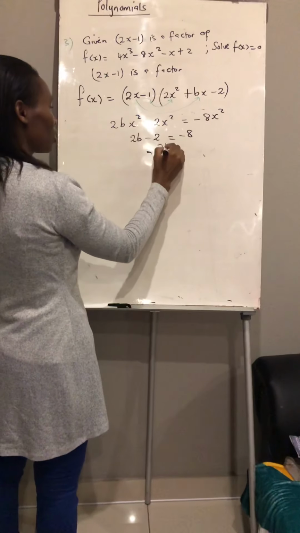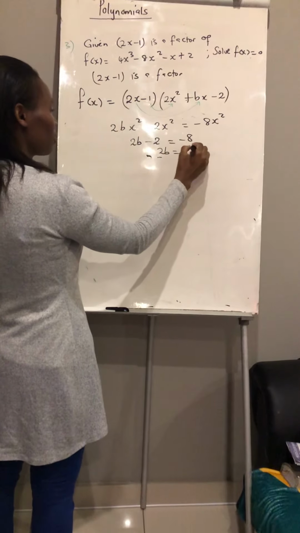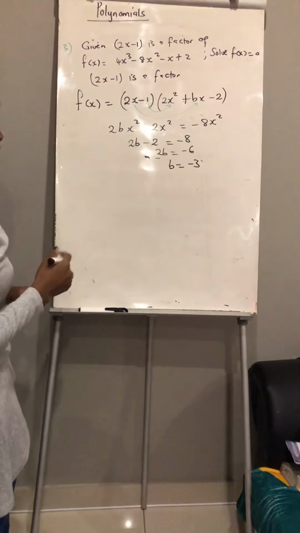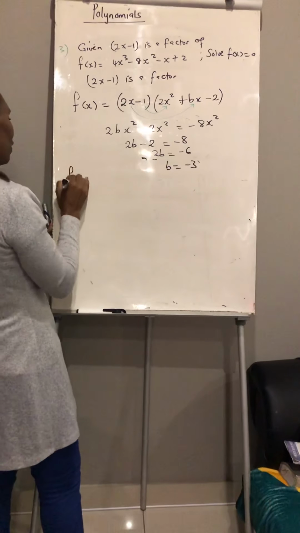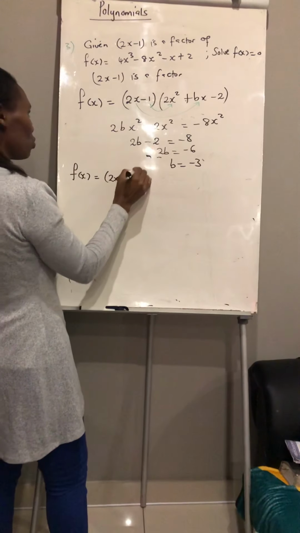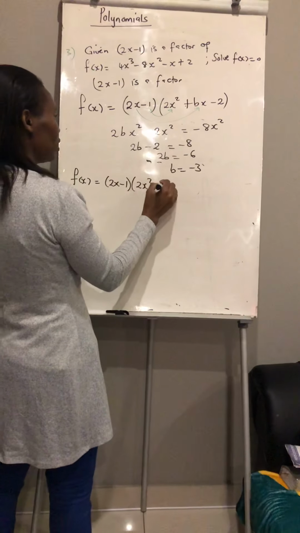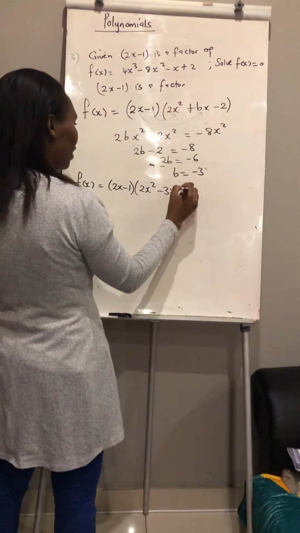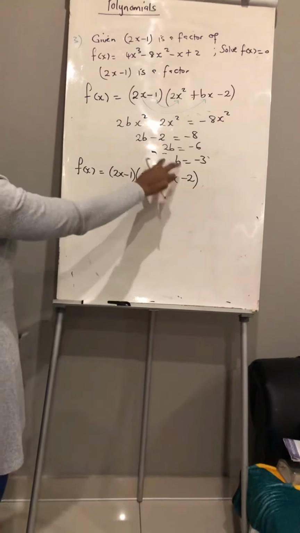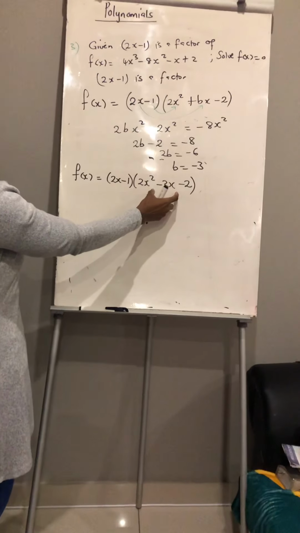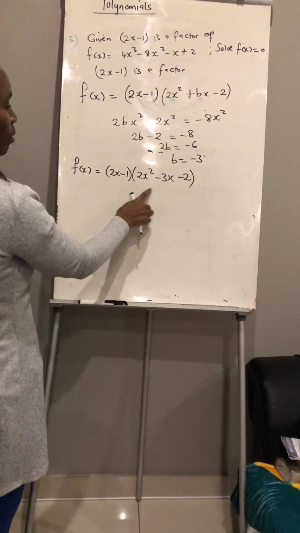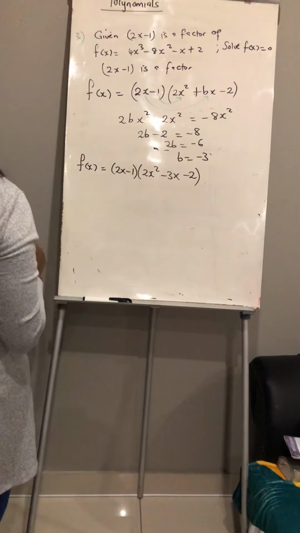So in this situation, it does look like 2b is minus 6 and your b is negative 3 here from what I'm noticing. So your function of x can easily be written now as 2x minus 1, 2x squared. Let's put b of minus 3 over there and say minus 2. So as you can see, we have factorized it, but this one may factorize as well.